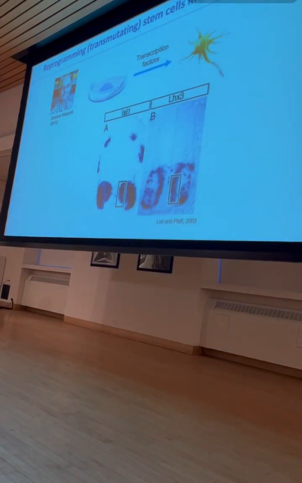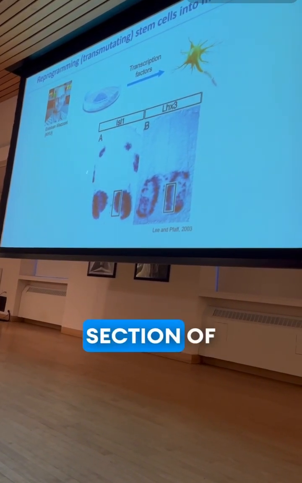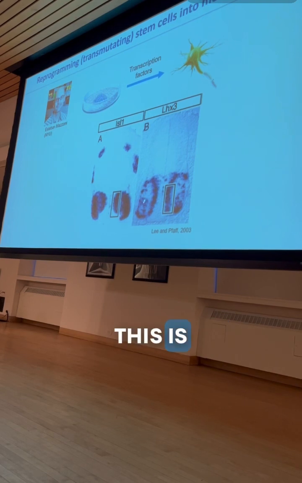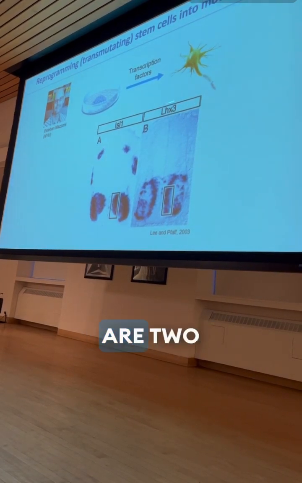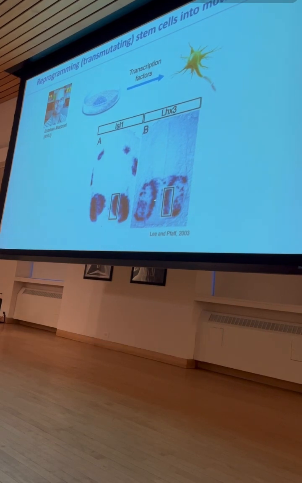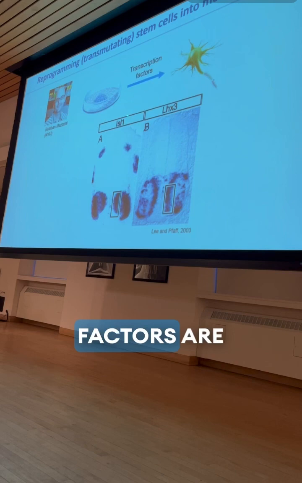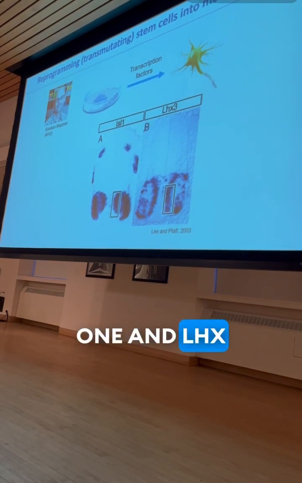And he actually focused his attention on two factors. So this is again a cross-section of the developing spinal cord. This is where motor neurons are born. And there are two factors that are very highly present or turned on specifically in the location where motor neurons are being born. And these transcription factors are called ISL1 and LHX3.